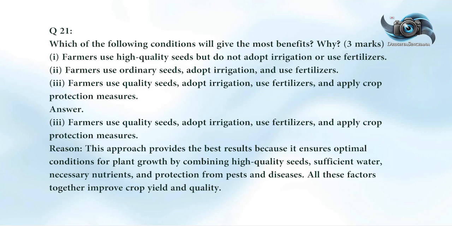Reason: this approach provides the best results because it ensures optimal conditions for plant growth by combining high-quality seeds, sufficient water, necessary nutrients, and protection from pests and diseases. All these factors together improve crop yield and quality.